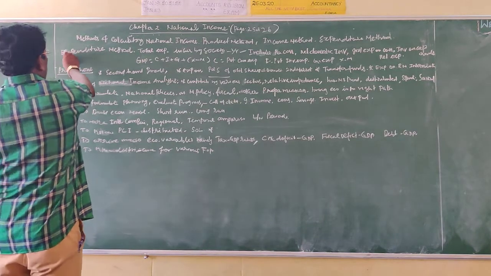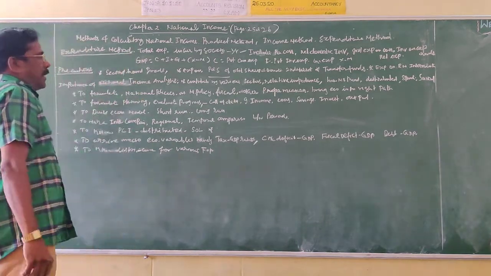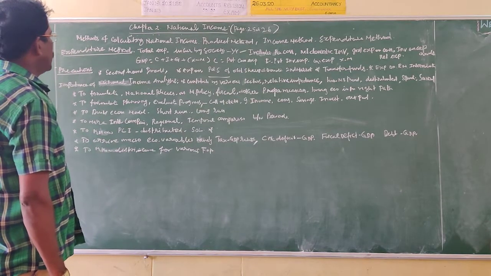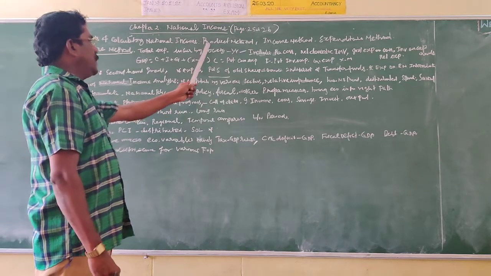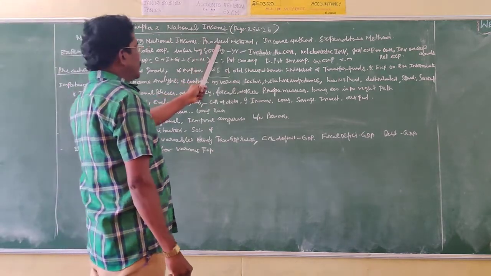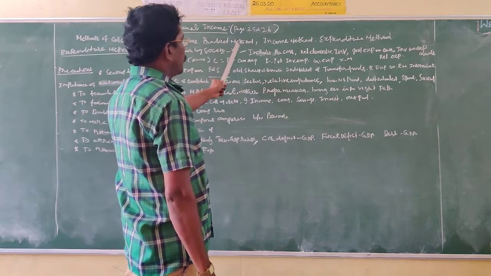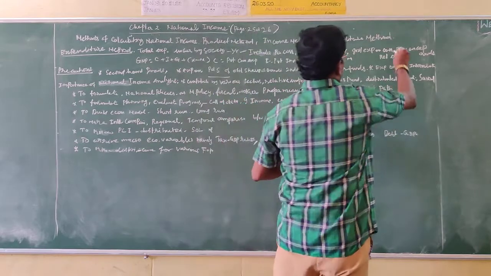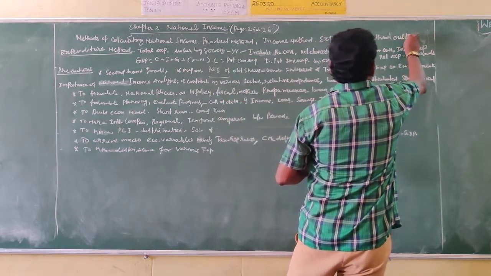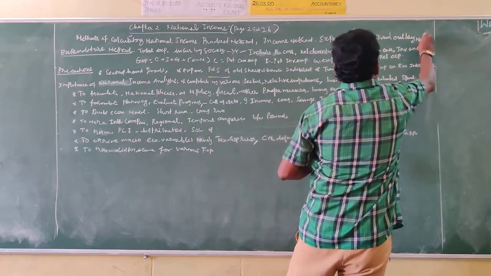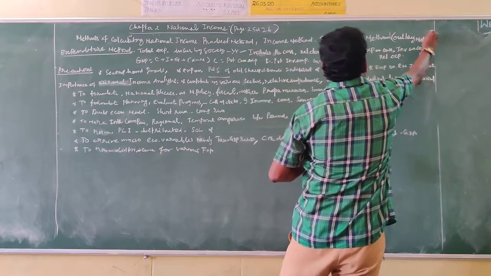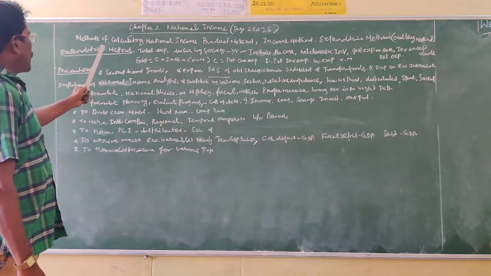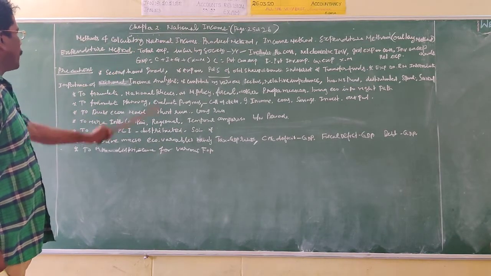So with that, we have come to the end of the methods of calculating national income. So far we have discussed the three methods of calculation of national income, namely the product method, inventory method or value added method, the income method or factor adding method, and the expenditure method or outlay method.